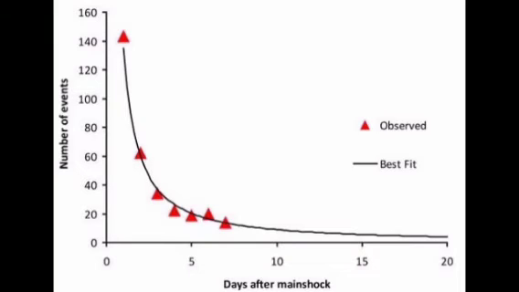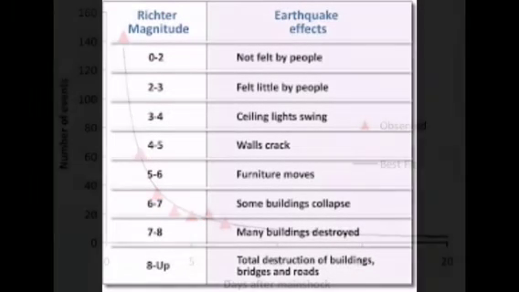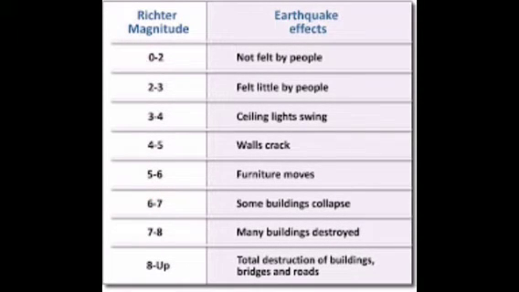That is when we call it an aftershock. The first event would have occurred with 140 vibrations, then it reduced to 60 and then 5 vibrations. Earthquake is measured in the Richter scale.